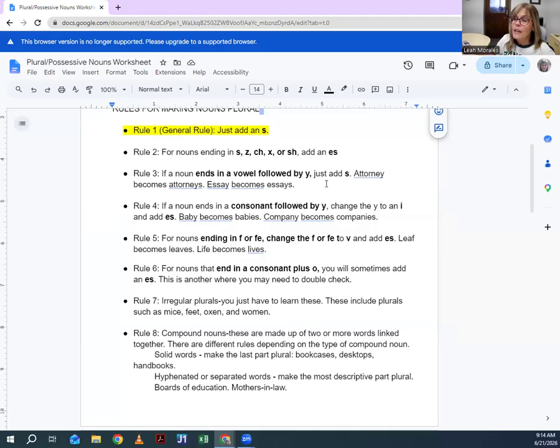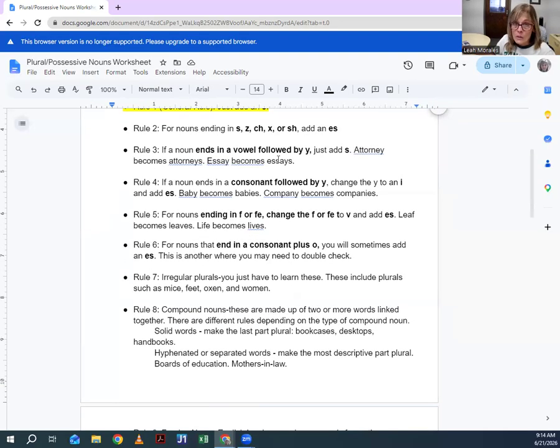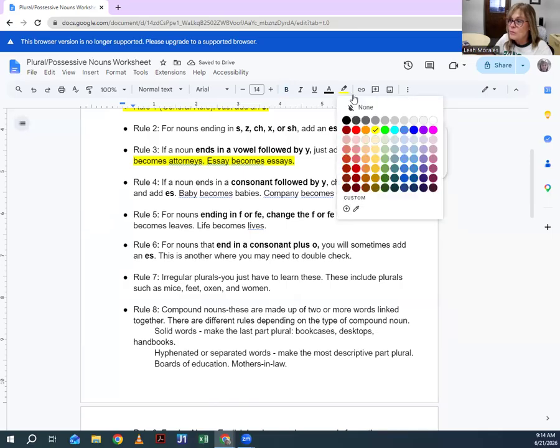If a noun ends in a vowel followed by a Y, just add S. Attorney becomes attorneys. Look at this. Essay becomes essays because you have a vowel, right?